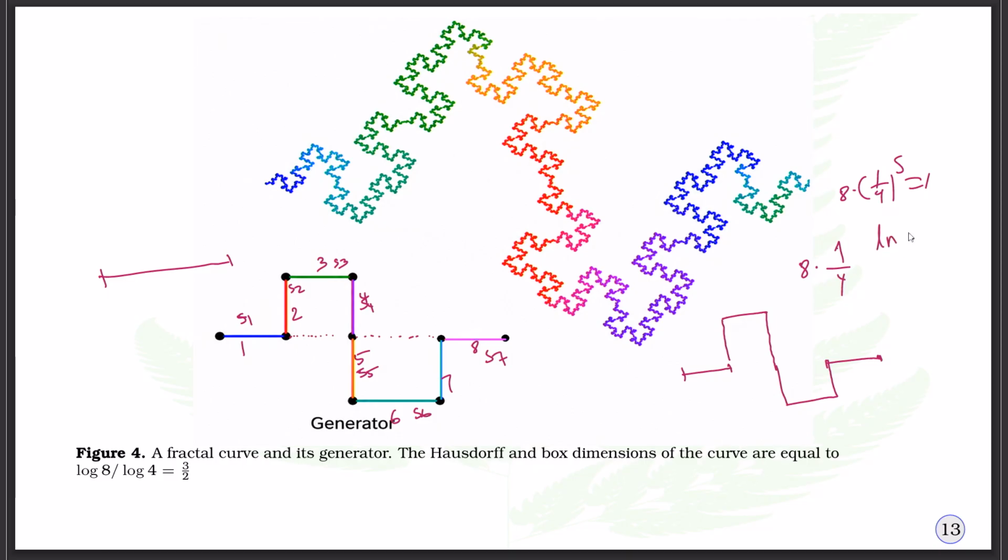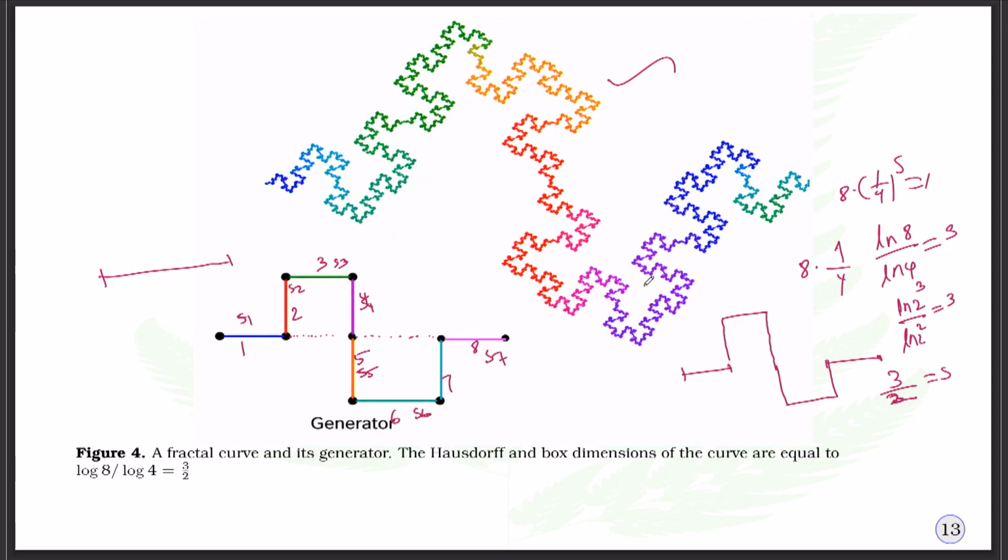So, ln 8 by ln 4 gives us the dimension s, that means the dimension of this curve. One can write ln 2 power 3 over ln 2 power 2, equal to 3 by 2. So, 3 by 2 is the s value, that means 1.5 one can get as the fractal dimension. So, here the box counting dimension and the Hausdorff dimension of this curve, this attractor, is 1.5. You can see the structure of this curve.